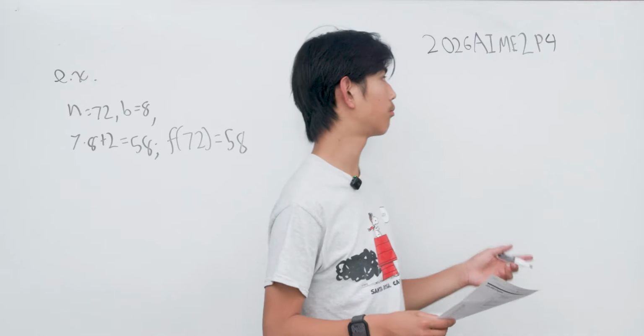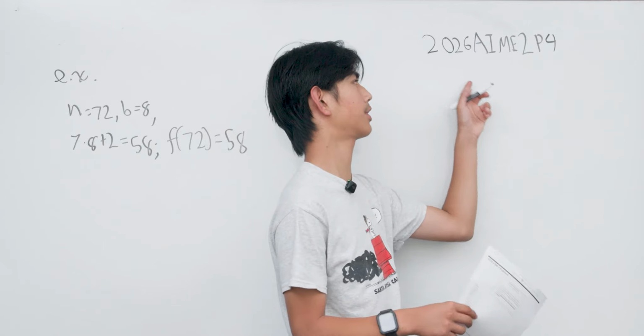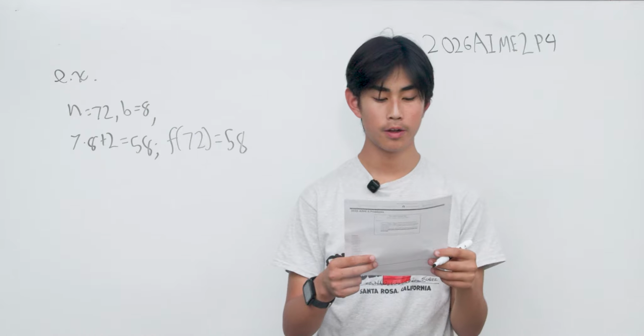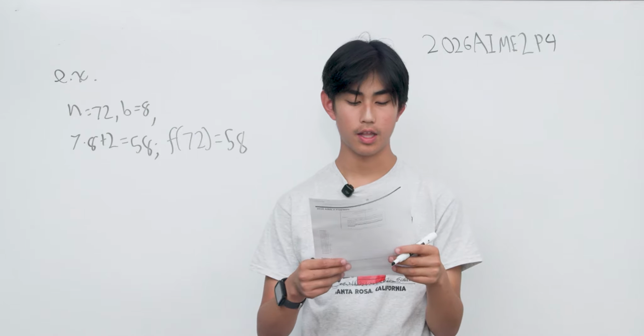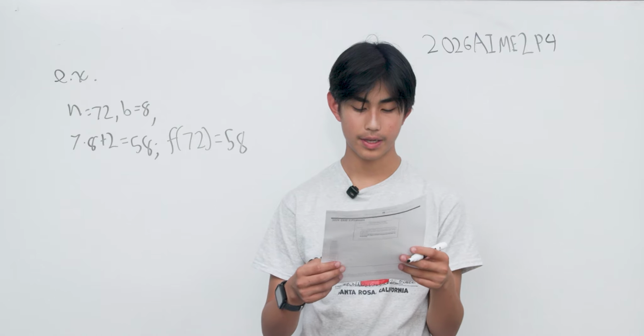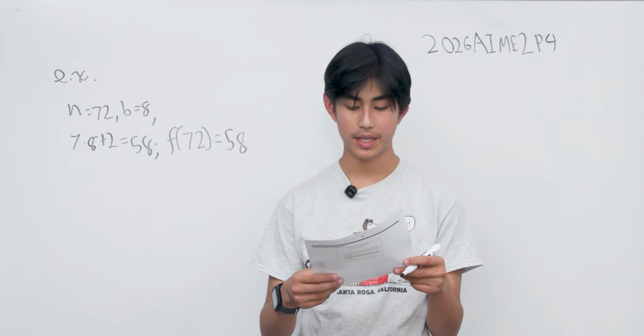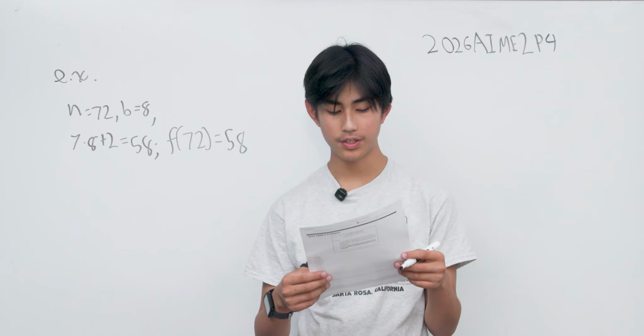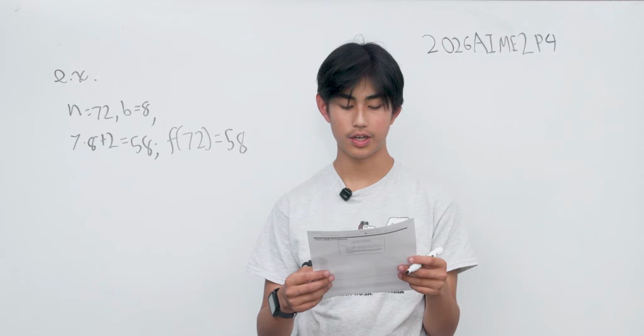We're solving problem 4 from the 2026 AIME 2. For each positive integer n, let f of n be the value of the base 10 numeral n viewed in base b, where b is the least integer greater than the greatest digit in n.